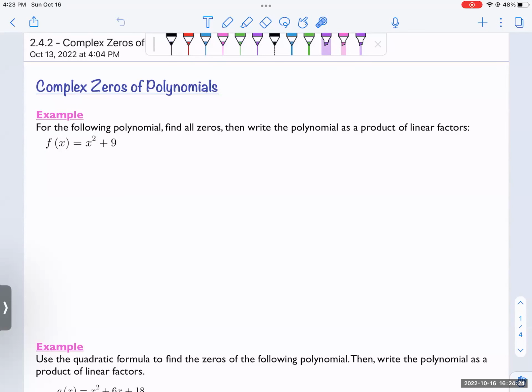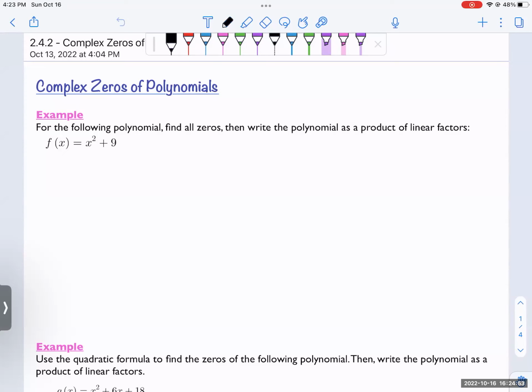Let's talk about complex zeros of polynomials. In a previous video, we reviewed complex numbers, how to add, subtract, multiply, divide them, talked about the complex conjugate, and now we're going to apply all of that complex number knowledge to polynomials. Let's start by looking at the polynomial x squared plus 9. We're asked to find all the zeros, then write the polynomial as a product of linear factors.